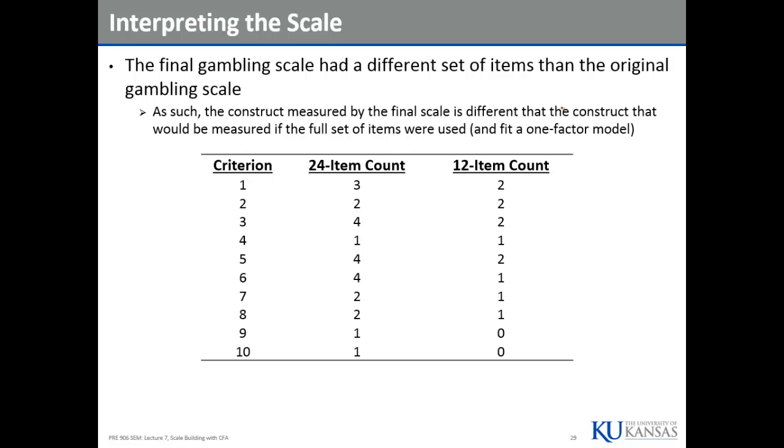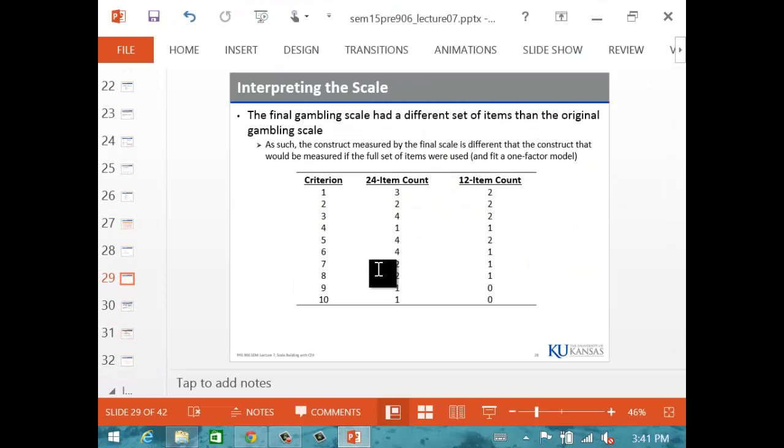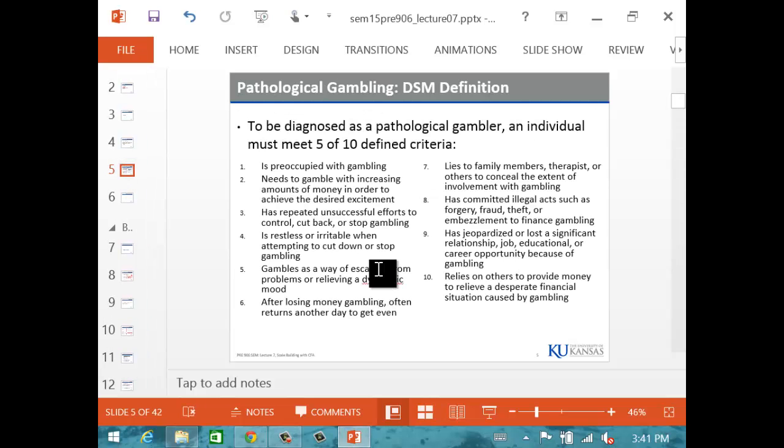Those two, now we can't really say are part of our gambling scale. Right? Does anyone remember what those criteria happen to be? I think I have them here. I'm on slide 29. There we go. Jeopardize or lost a significant relationship, job, or educational or career opportunity because of gambling, or relies on others to provide money to relieve a desperate financial situation caused by gambling. So our gambling factor doesn't include these facets.